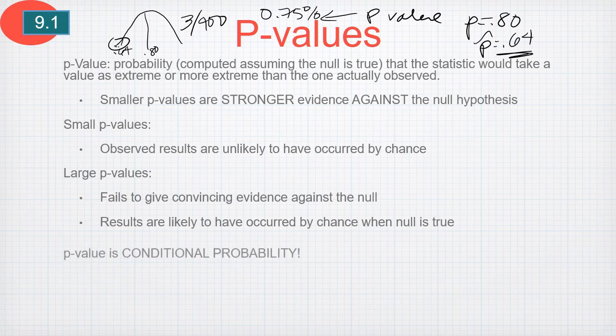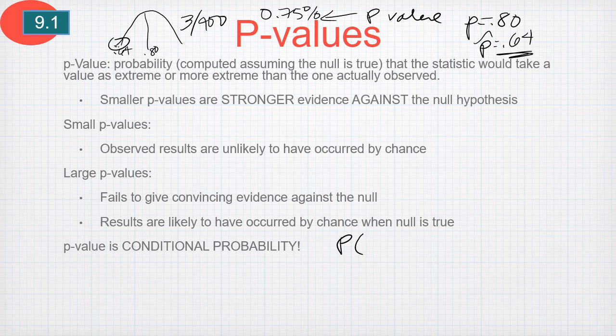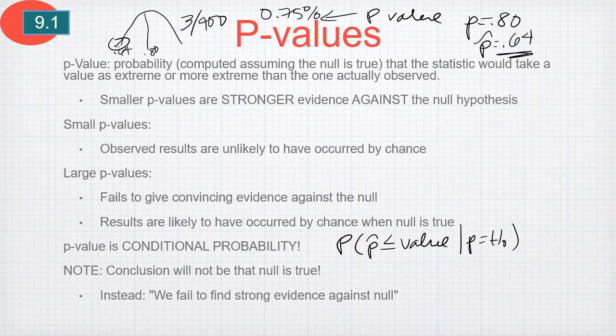So essentially what's happening here is our p-value is a conditional probability, and you're not going to like this, but here it goes anyway. We have the probability that p-hat is less than or equal to some number, given the null hypothesis. So what's the probability that we will get a p-hat of this value or less given the null hypothesis? So it really is a conditional probability, which is glorious.